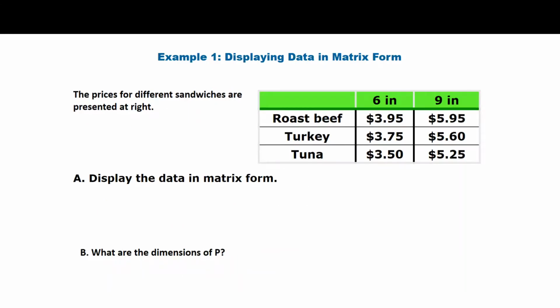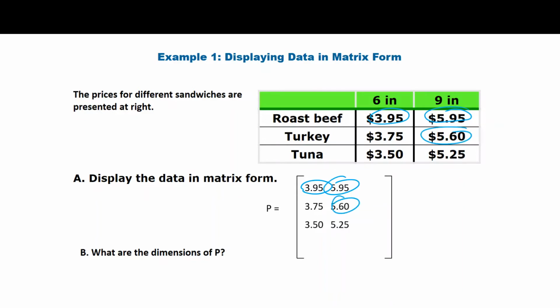Here's an example of a problem you might see. It says the prices for different sandwiches are presented at the right. The first problem you'll have to do is display the data in matrix form. That's a really simple thing. We just put together a rectangular set here, and then we'll just fill in $3.95 and then $5.95, $5.60, etc., and fill your whole chart in.